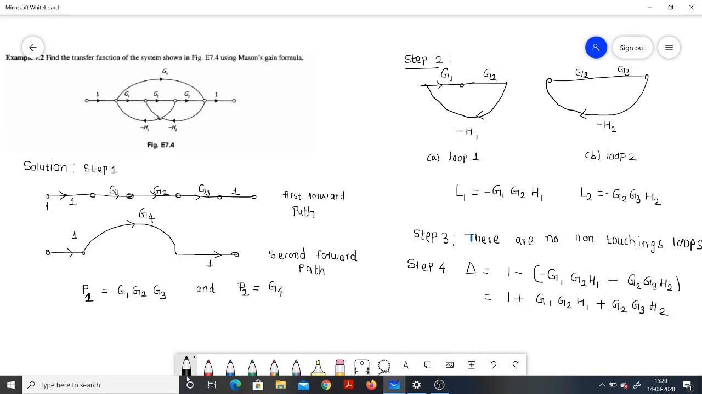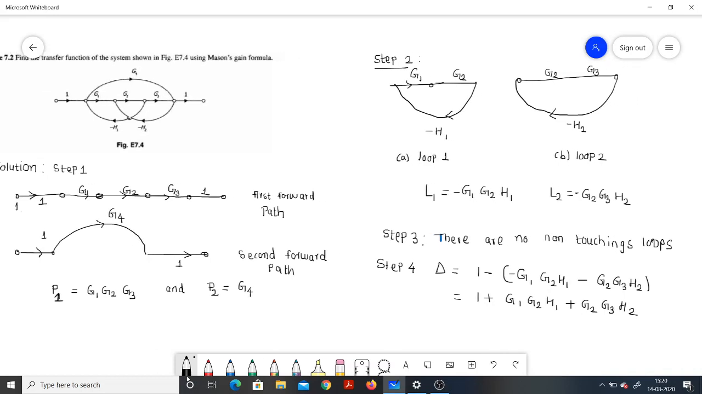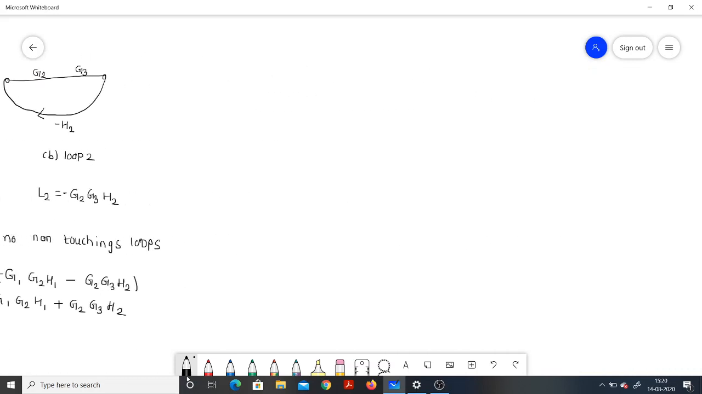After that I have to find del 1 and del 2. So that is my step 5. For path P1, loop 1 and loop 2 touch the forward path.